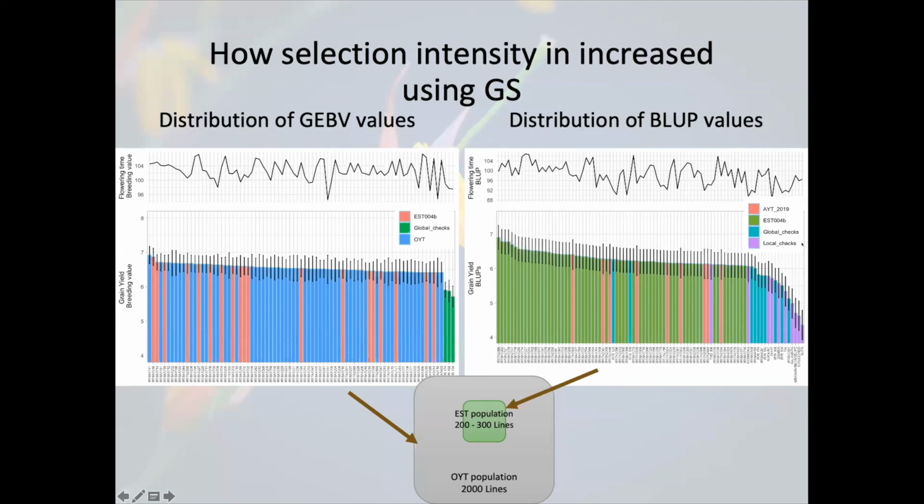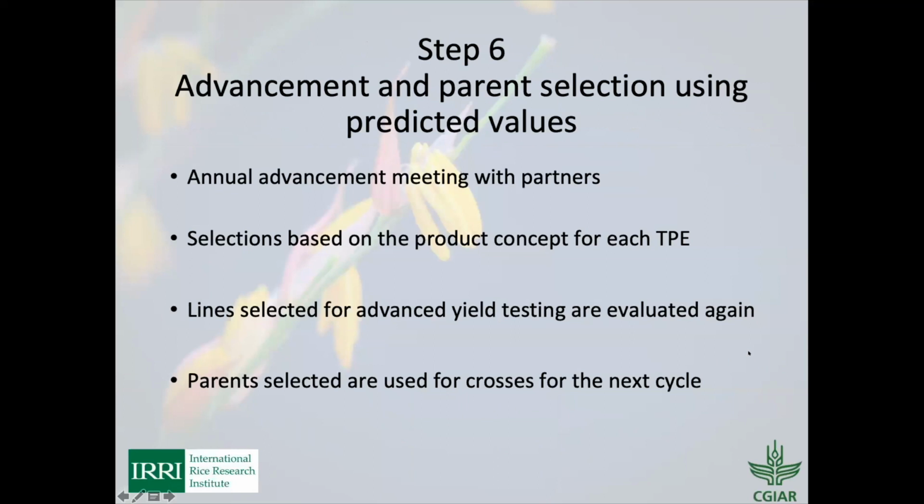So that's the snapshot I wanted to show out of the reports, of how we are effectively increasing selection intensity by using genomic prediction. So step 6, based on the summaries and the reports, we now use the data to effectively select parents and also advance lines for the next AYT or advanced trials or stage 2 trial. And that's what happens with all the reports and things we generate based on the GBVs.